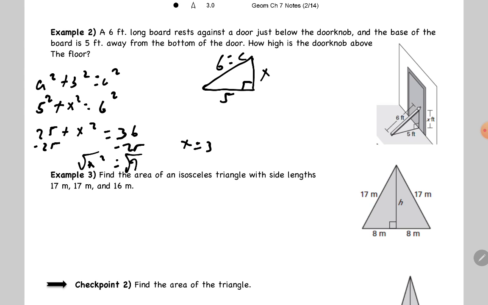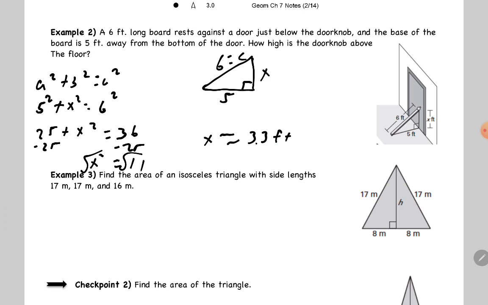Alright, find the area of an isosceles triangle with side lengths 17, 17, and 16. Oh, I messed up. Before we really go back there, 36 minus 25 is actually 11. So I take the square root of 11, and that'll give me x being about, use your calculator, 3.3 feet. So let's try this again.